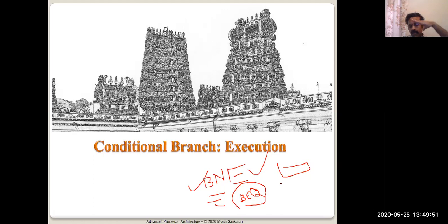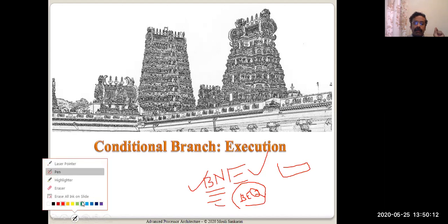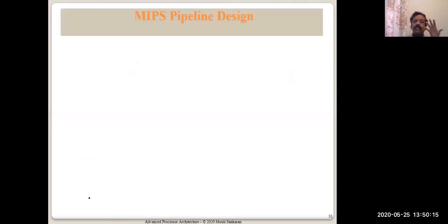So some instruction above this BNE or BEQ, a compare instruction will be there, or maybe some add instruction, some instruction may be there which is disturbing the flag, the zero flag, and based on the state of the zero flag, this instruction is taking a decision whether I should branch or not. Okay, so now, how does the pipeline behave when a conditional branch comes?